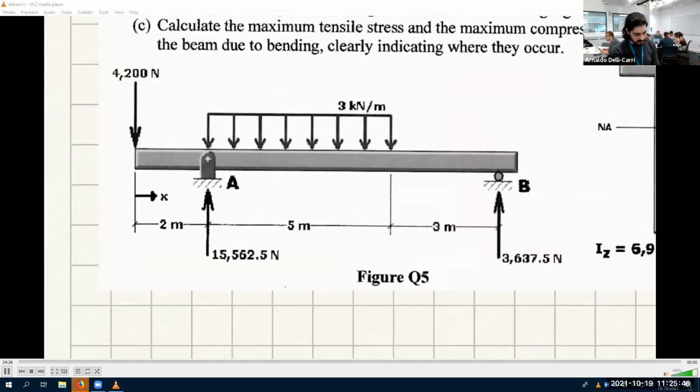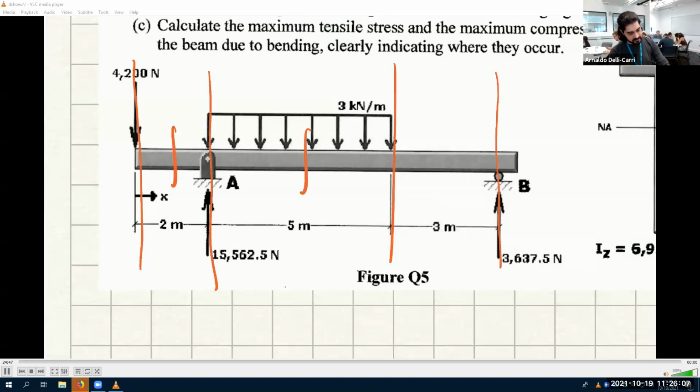Three, okay. Let's say segment 1 goes from 0 to 2. So this is segment 1. Segment 2 goes from 2 to 7. Okay, so this is segment 2. Segment 3 goes from 7 to 10. So we need three cuts, basically, because we need to study this in 3 segments, and then we have to stitch up the solution at the end.